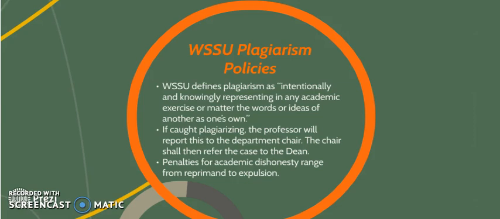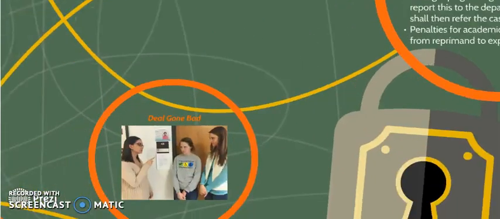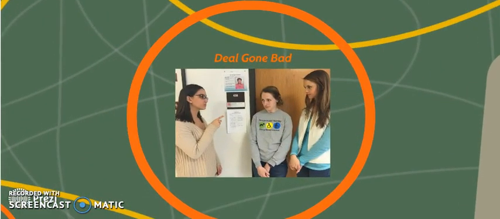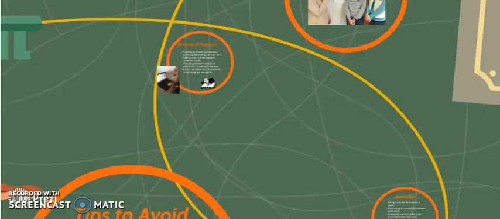If the student doesn't accept the penalty, they have the option of being heard by the Committee of Academic Integrity. Penalties for academic dishonesty range from reprimand to expulsion. The 5 penalties for academic dishonesty include reprimand, reduction in grade, failing grade, suspension, and expulsion. Remember the scenario of a student borrowing another's paper? Because of this, these students were reprimanded by the department chair.